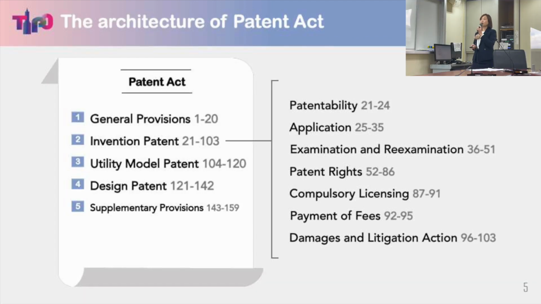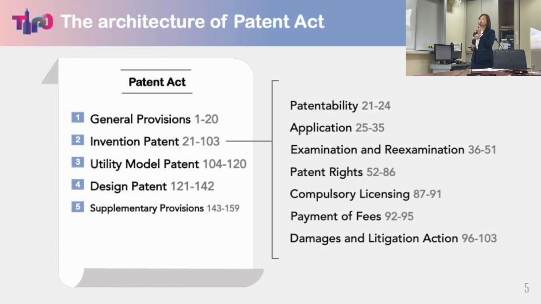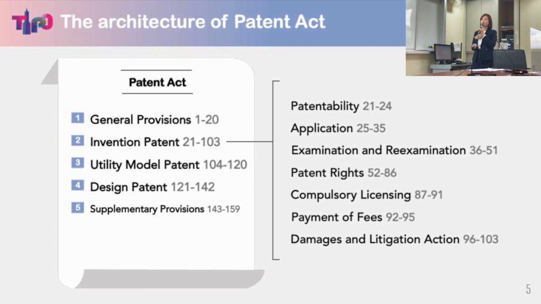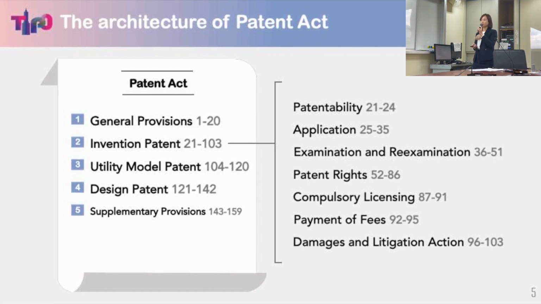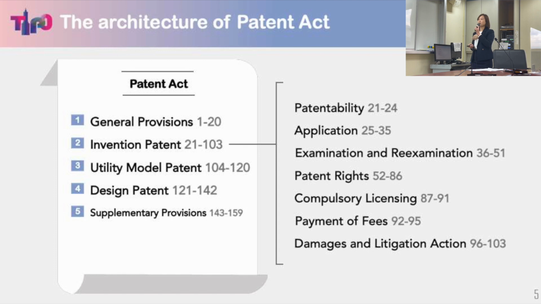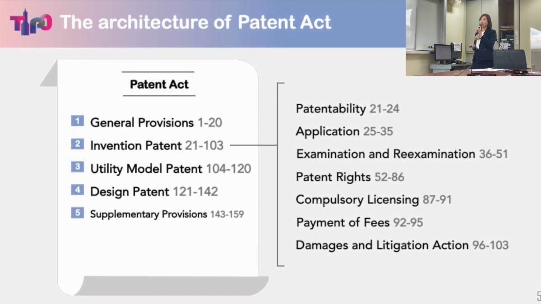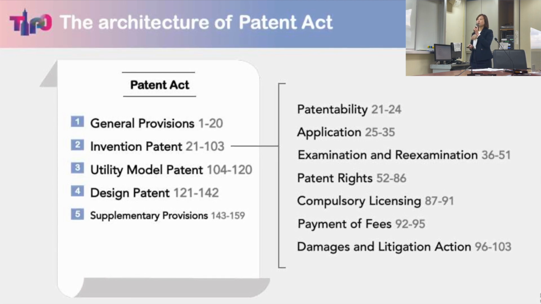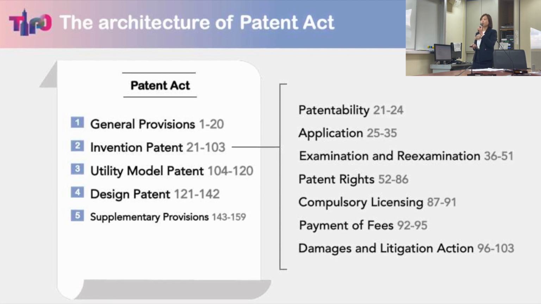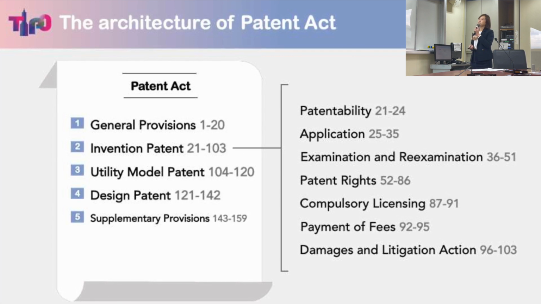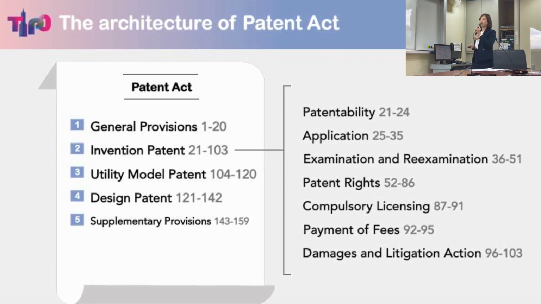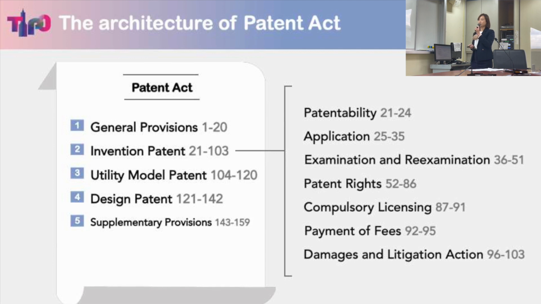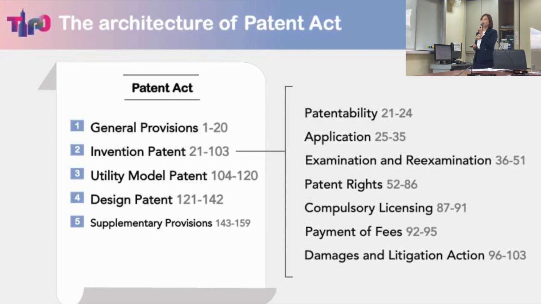The architecture of the Patent Act is as follows. There are 5 chapters in total. The first chapter is general provisions. The second to fourth chapters are invention patent, utility model patent, and design patent. The final chapter is supplementary provisions. As you can see, each step from patent application to patent implementation has clearly outlined rules that must be followed.